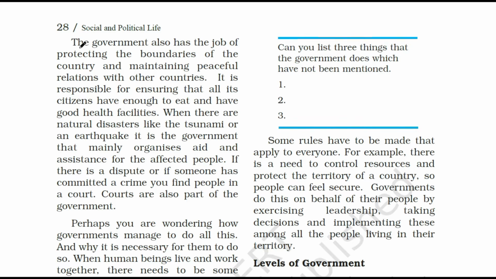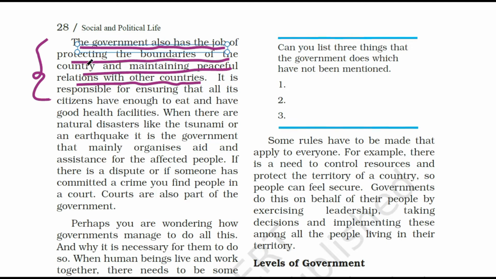And moving on, the government also has the job of protecting the boundaries of the country and maintaining peaceful relations with other countries. So this is also one of the key areas where the government has work to do. It is responsible for ensuring that all its citizens have enough to eat and have good health facilities. So the government should make sure that the citizens have enough to eat and have good facilities.